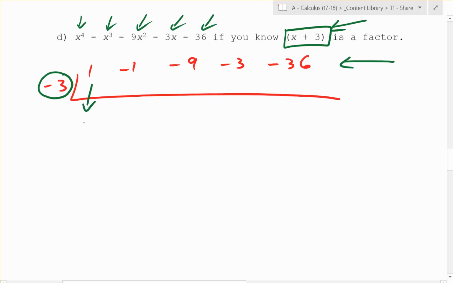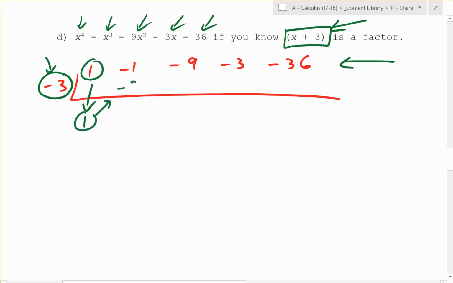Drop the 1. Now you're going to just repeatedly multiply and add, multiply and add. So 3 times -3 is -9. Add them together to get -10. Multiply by -3 again, and you end up with 30. Add these together and you get 21. Multiply together and you end up with, as you may have caught, I didn't drop the right number down there. What number do I need to drop down to start? You drop down 1, the same number you start with.